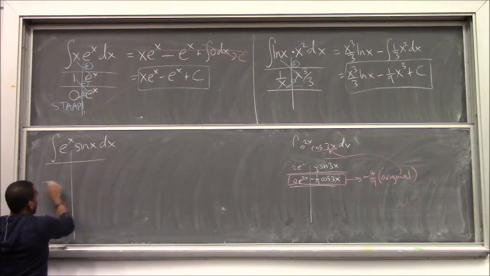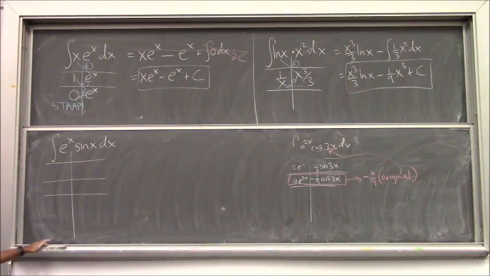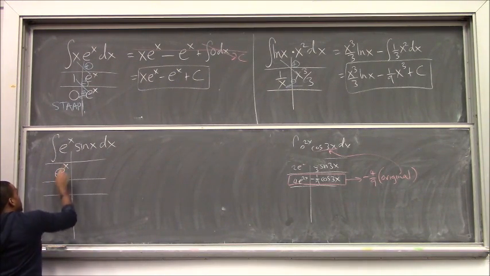You can set up the table. Now, you should immediately be aware of a couple things. Neither of these are going to hit 0 when I keep differentiating them, and I don't see them getting any easier. The e to the x is not going to get any simpler for sure, and the sine of x is just going to keep bouncing between sine and cosine. So I kind of have a feeling that it's going to repeat on itself here.